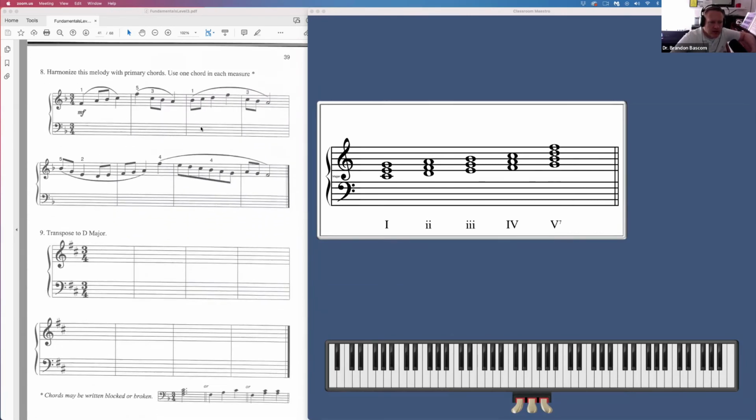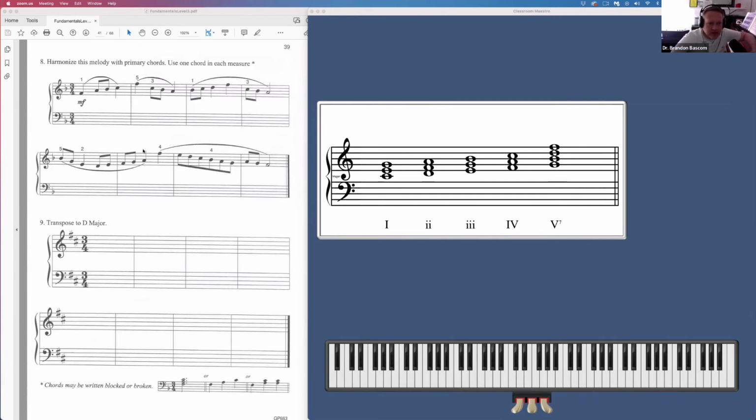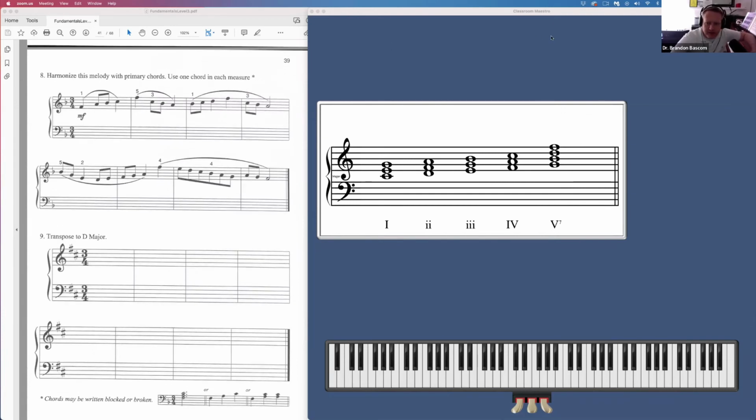On page 39, they're wanting us to harmonize the melodies. So we're here in the key of F major. Remember that we play the tonic chord if our scale degrees 1, 3, and 5 are found in the melody. We play our subdominant chord if our scale degrees 1, 4, and 6 are found in the melody. And we play our dominant chord if scale degrees 2, 4, 5, and 7 are found in the melody.